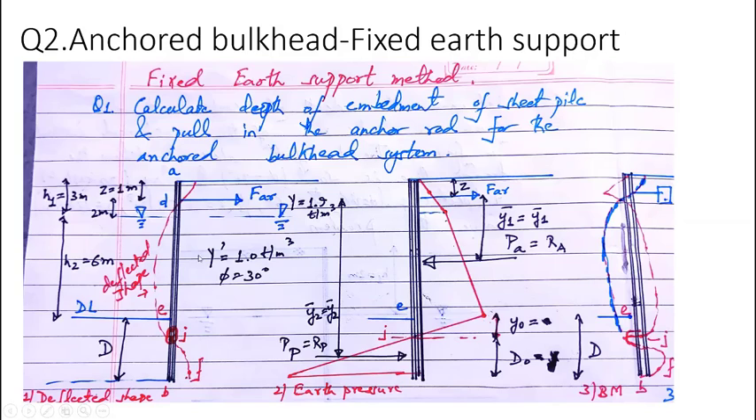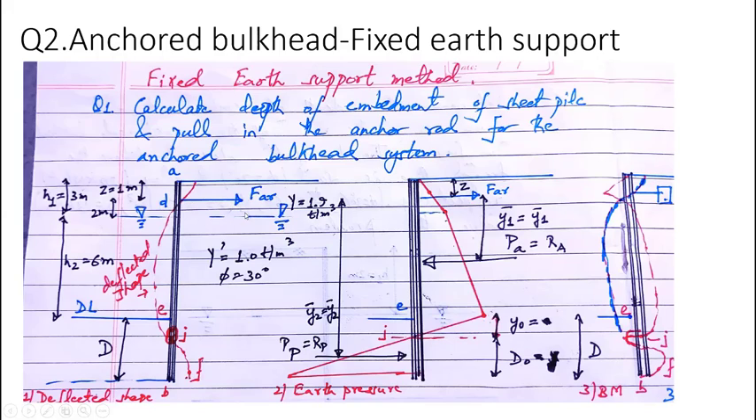Okay. So if we compare it with the cantilever sheet pile wall, the cantilever sheet pile wall derives its strength from the passive strength of the soil below the dredge level. Here it is anchored also. So for anchored bulkhead, the strength of the soil comes from the passive resistance below the dredge level and also from the anchorage.